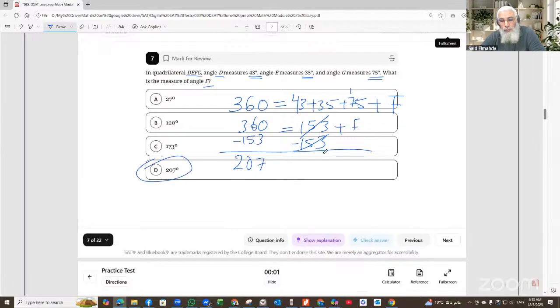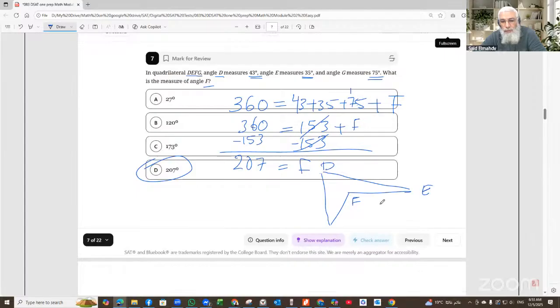So the answer is 207, but this is strange. Yes, it could be something like this. The quadrilateral DEFG, and this angle F is 207. This could be like this.